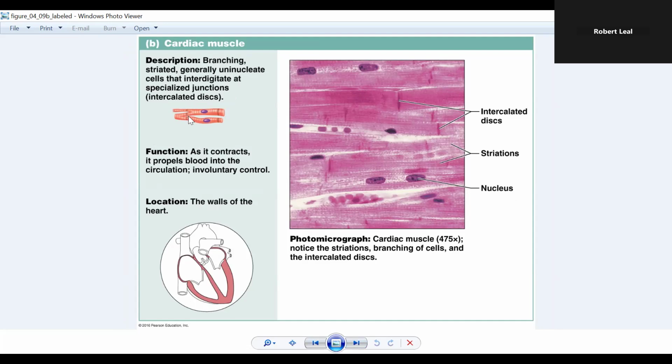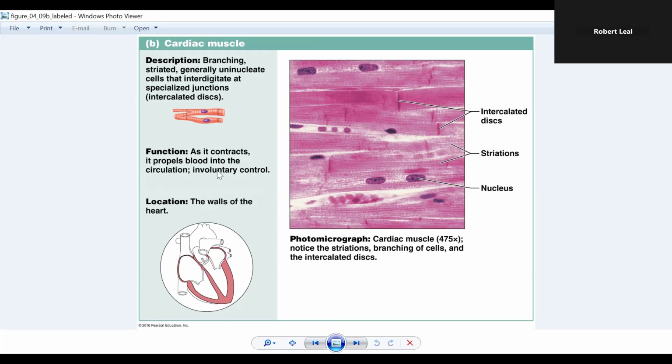Typically, usually you're going to see there's one nucleus per cell, but somewhere in the reading, it usually says there's one or two nuclei per cell. You do still have striations, these striped appearances. They're just not as easily seen as in the previous muscle, like skeletal muscle. You have these regions here called intercalated discs. These are proteins that bind cells together so that excitation can quickly spread from one muscle cell to the other.